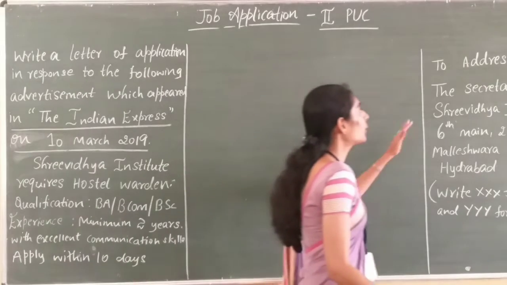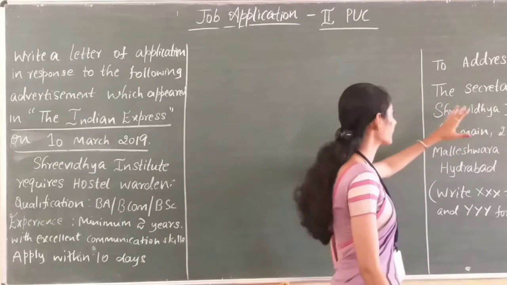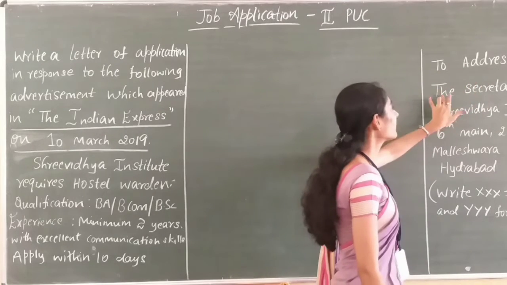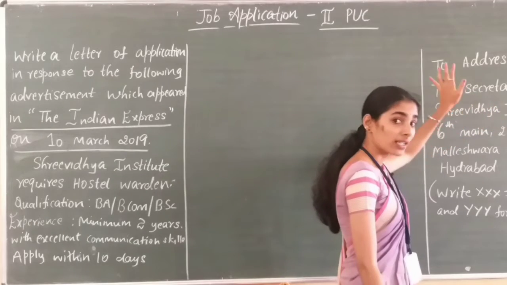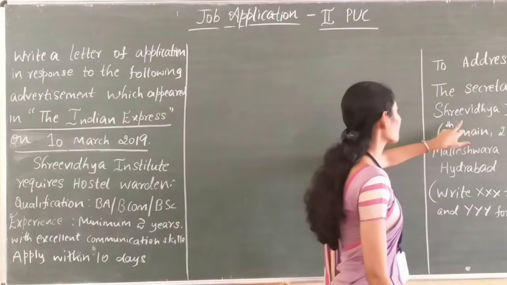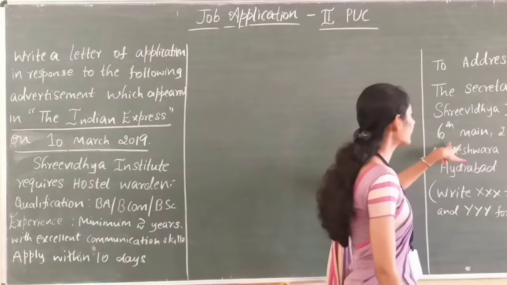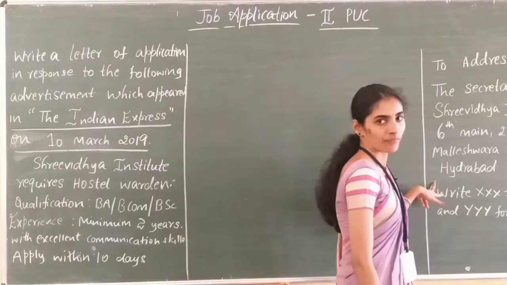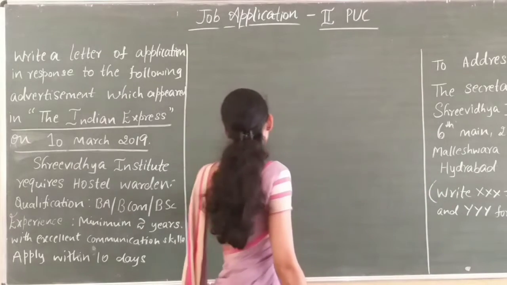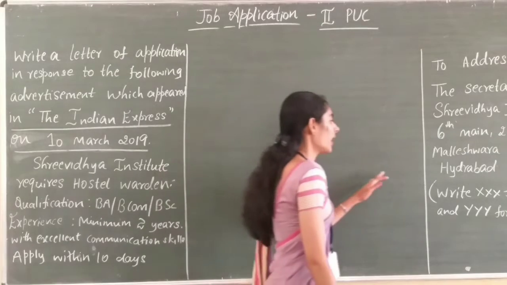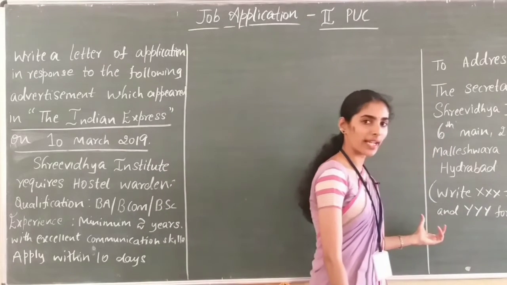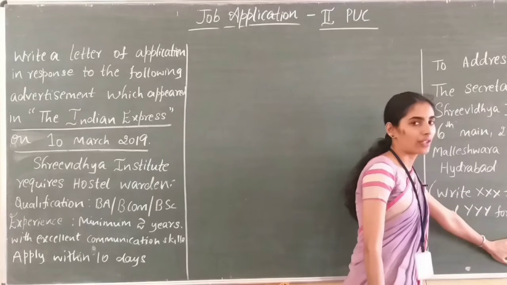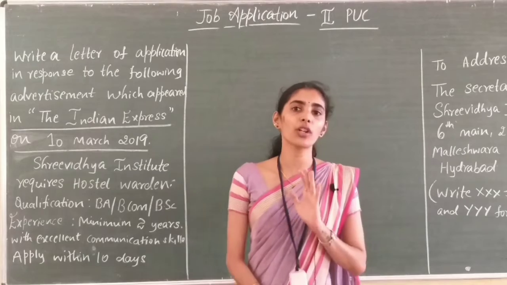Now, the address to write to. I don't think this is within the frame, but I'll read it out. You have to write the letter to the Secretary, Sri Vidya Institute, 6th Main, 2nd Block, Malleshwara Nagar, Hyderabad. I'll write this here when I write the to address. Now, there is one more notice within the bracket: write XXX for name and YYY for address. Remember this, you are not supposed to mention your name anywhere.